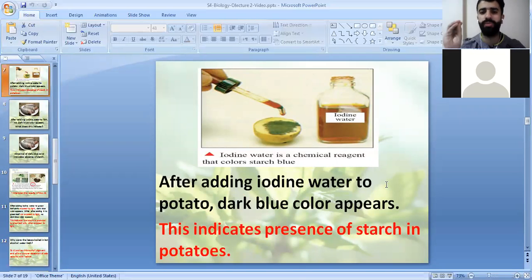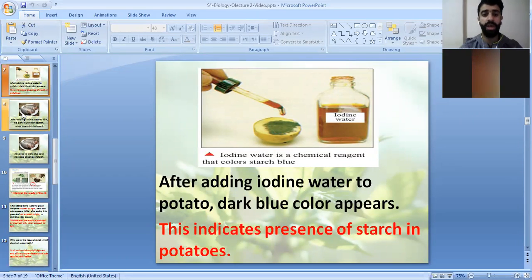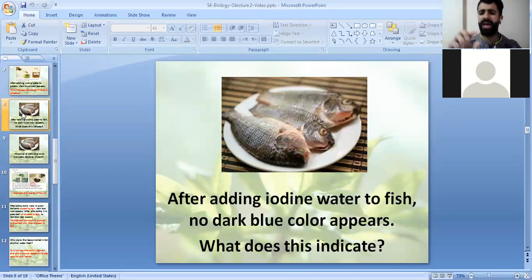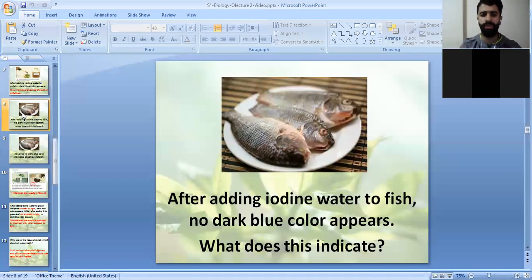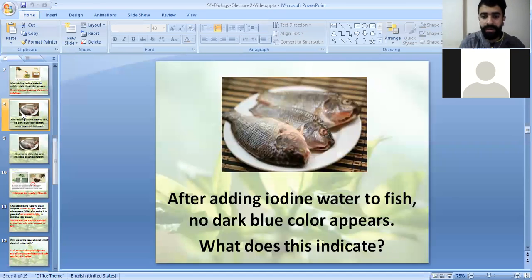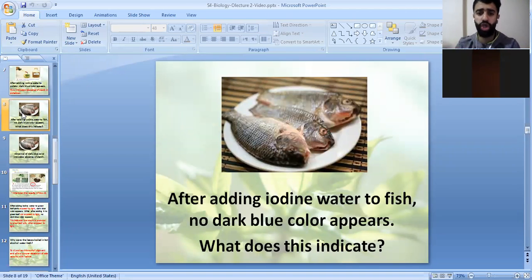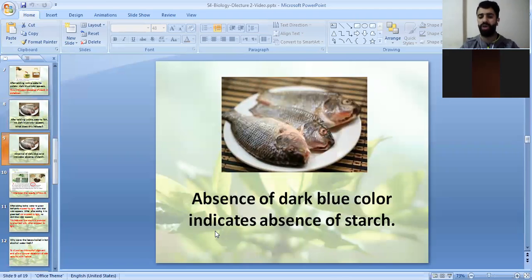So whenever we have a dark blue color with the iodine test, this means that we have starch. Now, what about fish? We add iodine water to fish. There is no dark blue color, meaning that there is no starch. When we don't have dark blue color with the iodine test, we call it a negative result. This indicates the absence of starch. So the absence of dark blue color indicates the absence of starch in fish.